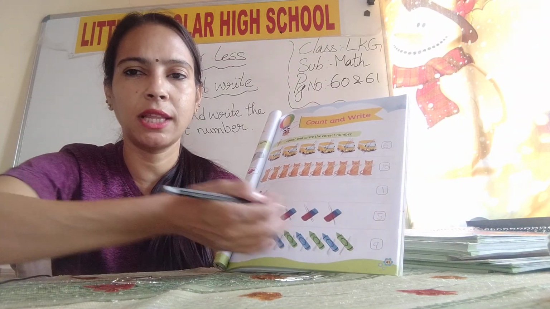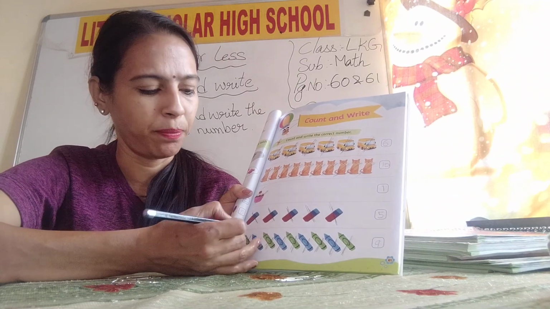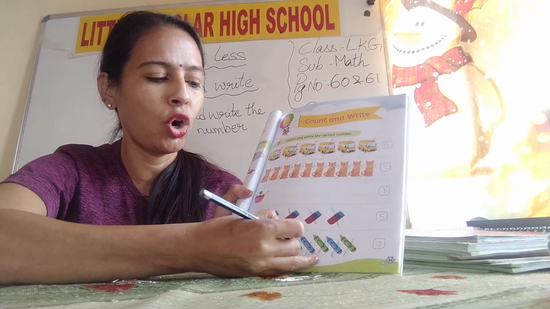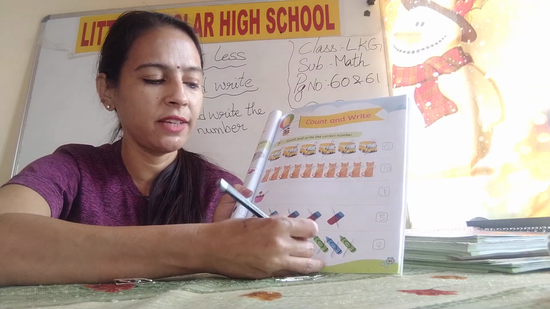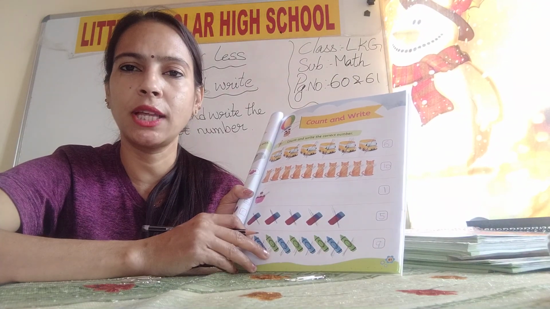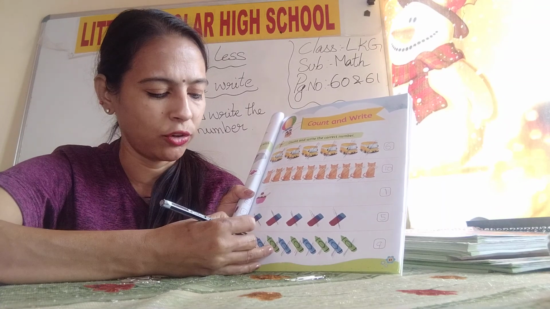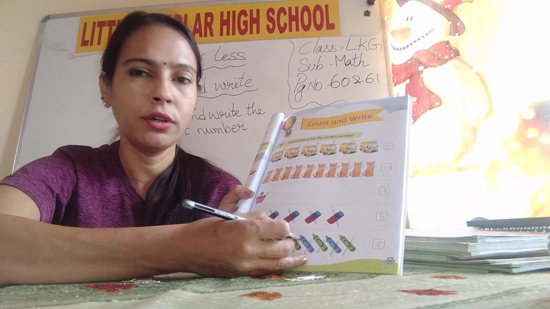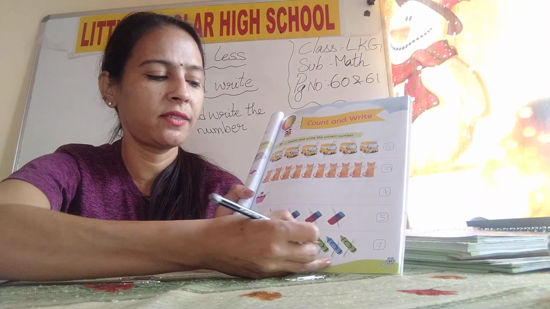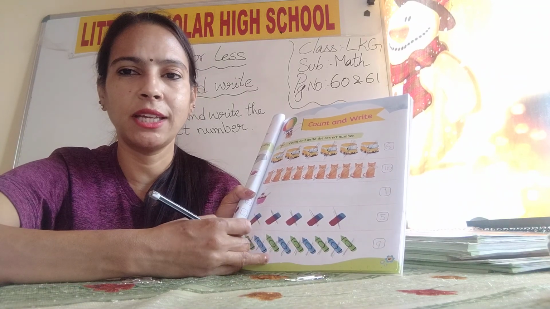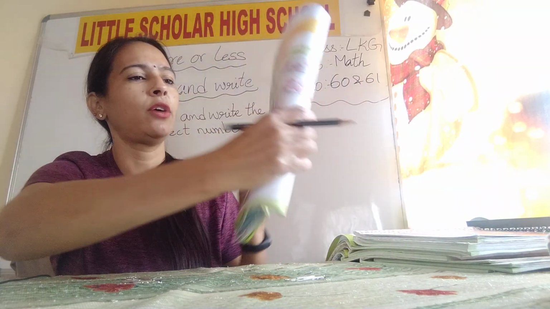How many crayons are there? 9 crayons. Again, 1, 2, 3, 4, 5, 6, 7, 8, 9. How many crayons are there? 9 crayons. Now, let us do the recap of this topic.